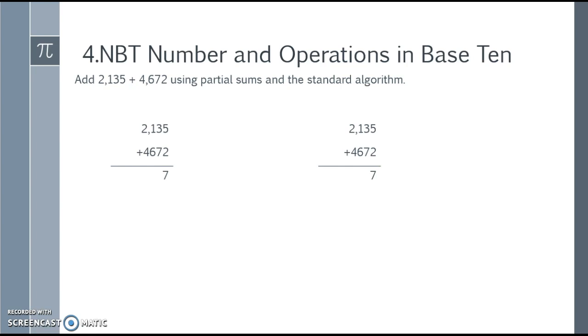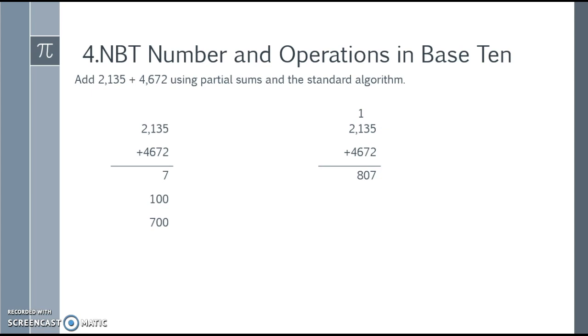Now, with the partial sums, I'm going to move to my tens category. I will add 30 plus 70, which is 100. Now, using the standard algorithm, 3 plus 7 is 10, so I have the 0 and I carry the 1. Now I will move to my hundreds category. 100 plus 600 is 700. However, with the standard algorithm, I add 6 plus 1 plus the 1 we carried, which is 8.